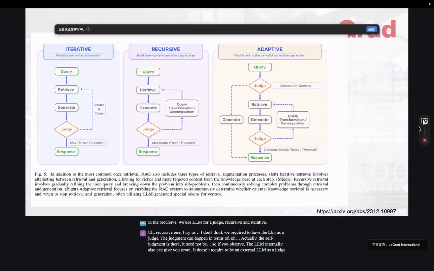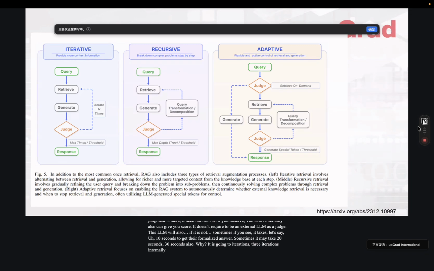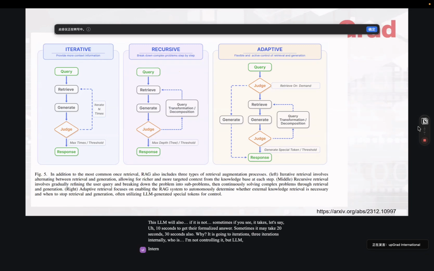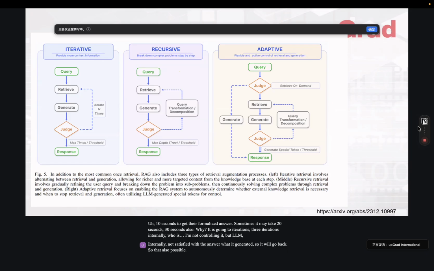Sometimes it takes, let's say, 10 seconds to get your formalized answer. Sometimes it may take 20 or 30 seconds. Why? It is going through 2 or 3 iterations internally. I am not controlling it, but the LLM internally is not satisfied with the answer it generated, so it goes back. That is also possible. How does it happen, Professor?